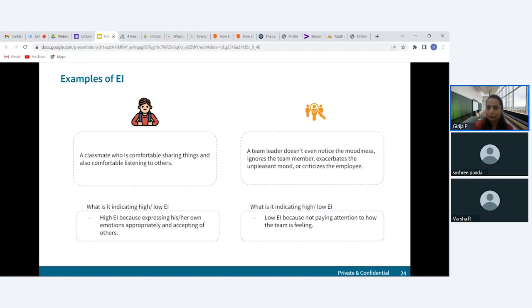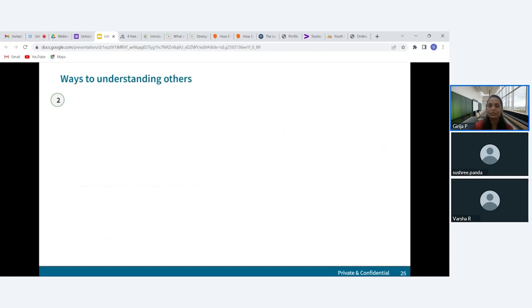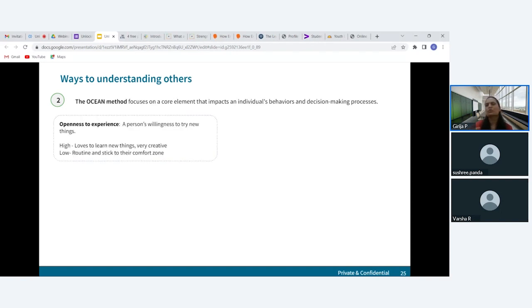Let's move ahead and see one more way we can understand others. Another way is the OCEAN method. The OCEAN method will help you understand individuals' behavior and make decisions based on that. There are five kinds of personality we will see around us. One is openness to experience: a person who is always willing to try new things. A person with high openness is always learning new things and is very creative in approach. A person who is low in openness is very comfortable in their own space, and doesn't want to come out of their comfort zone.